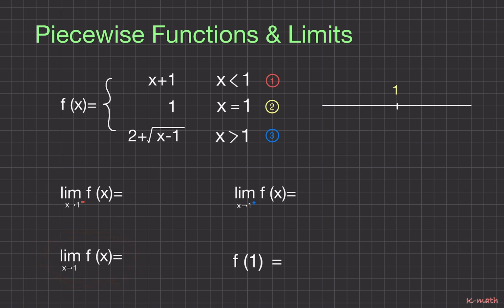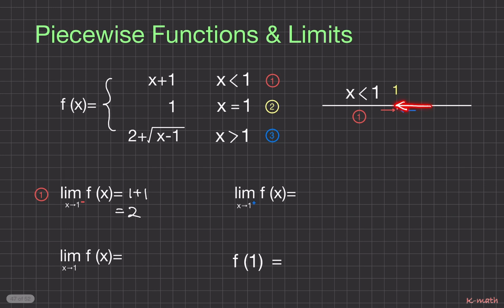To find that, we need to check the left-hand limit and the right-hand limit. For the left-hand limit, which one will you use? As x approaches 1 from the left, the x values are still less than 1. So, we use the first expression. Now, plug in x equals 1 into this expression, which is 1 plus 1 equals 2.